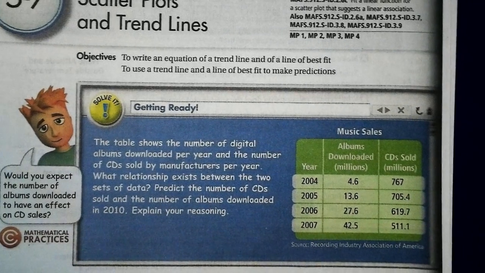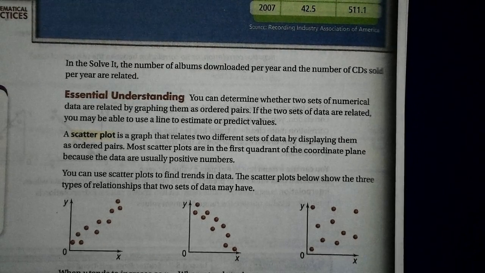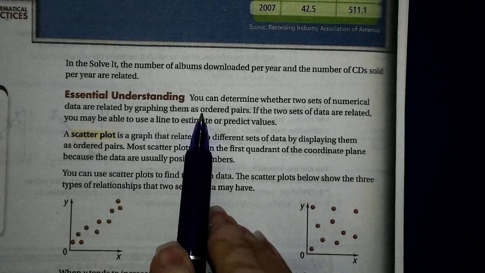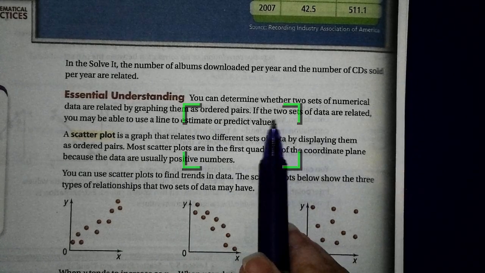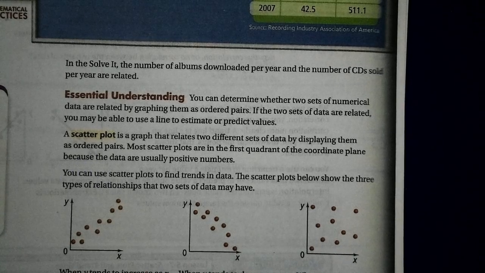Alright, so we're not going to necessarily look at the getting ready, so we're going to move on down to our essential understanding. It says you can determine whether two sets of numerical data are related by graphing them as ordered pairs. If the two sets of data are related, you may be able to use a line to estimate or predict values. So the first one is called a scatter plot.